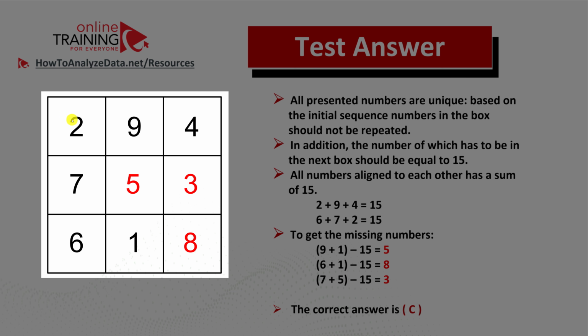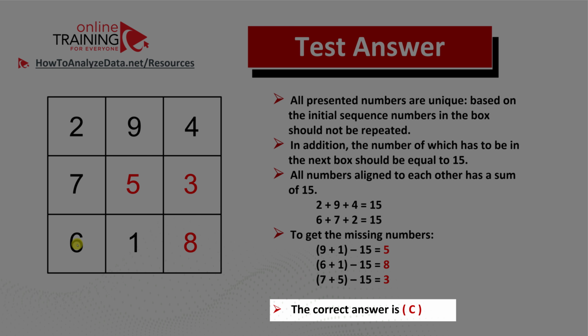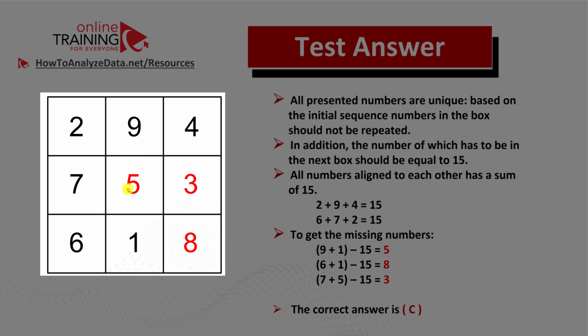Funny thing is, you also see that diagonally, numbers also add up to 15. 2 plus 5 plus 8 is 15, and then 4 plus 5 plus 6 is also 15. So the correct answer here is choice C. And the missing numbers are 5, 3, and 8.